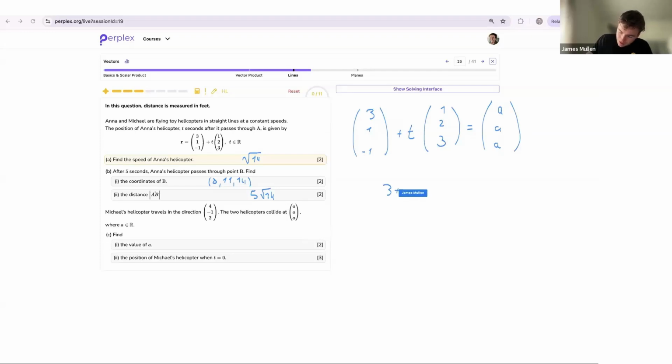And therefore 3 plus t is equal to a. 1 plus 2t is equal to a. That's already enough equations, but I'll write down the last one. Negative 1 plus 3t is also equal to a. And I have all three of these equations.